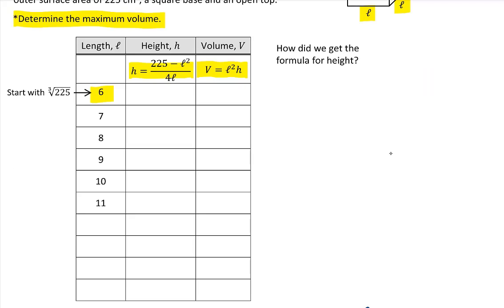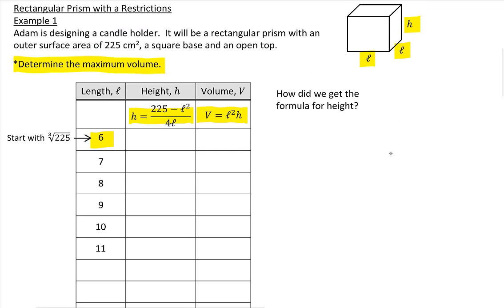So how did we get the formula for height? First of all, I examined the surface area of the box we have from above. So remember, the surface area is the area of each of the rectangles in that picture. The base of this is length times length, so that's L times L, which is L squared. And then there are 4 sides that are length times height. Our surface area is 225.